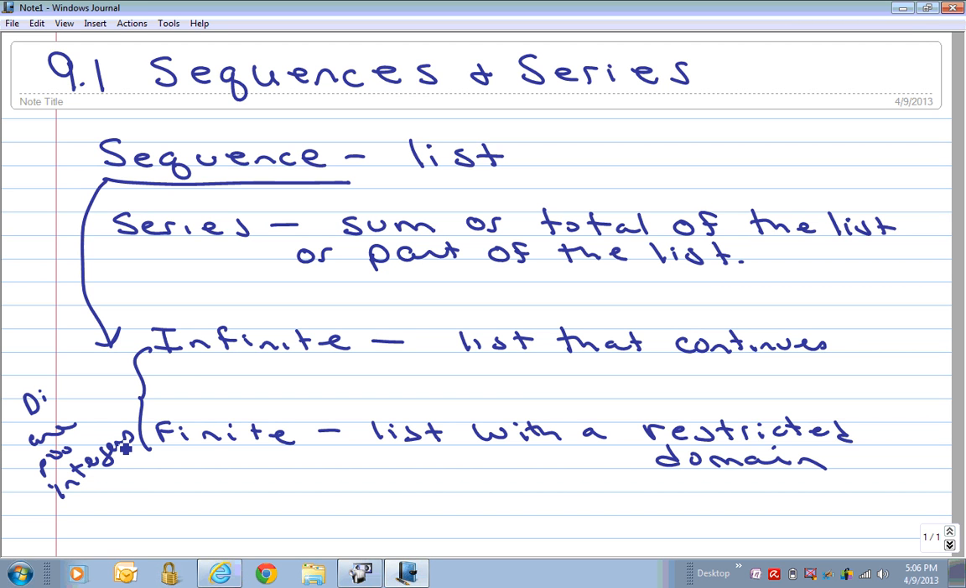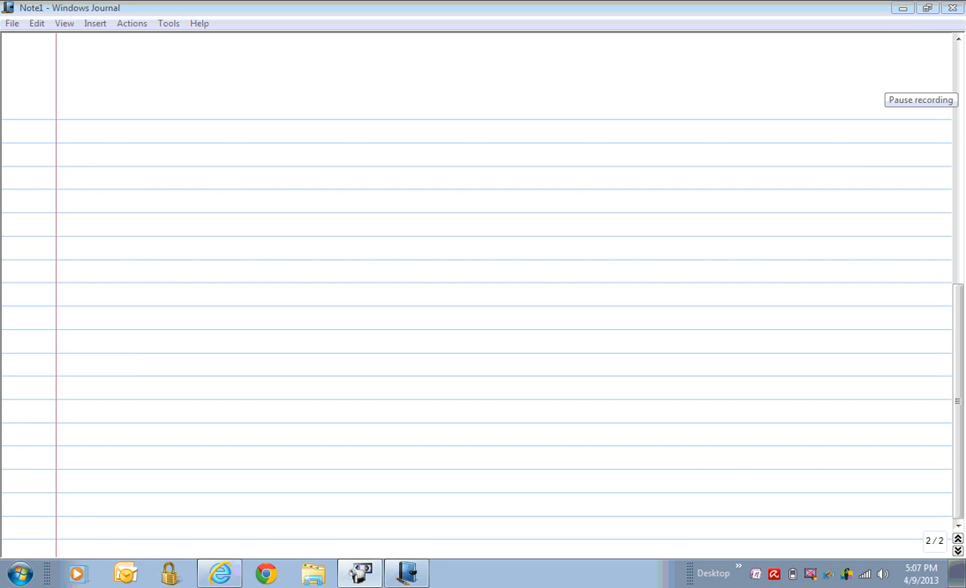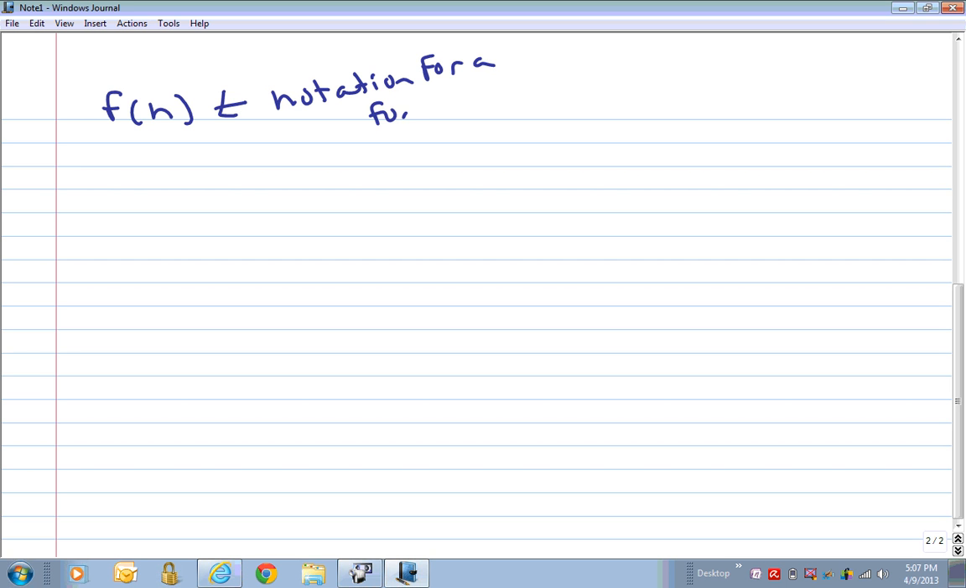All right, let's move on and keep talking a little bit more about sequences. In the past when we've written a function, our notation has been f of n, let's say, or f of x. That is the notation for a function. And for a sequence, the notation is a sub n, and that's our notation for a sequence.